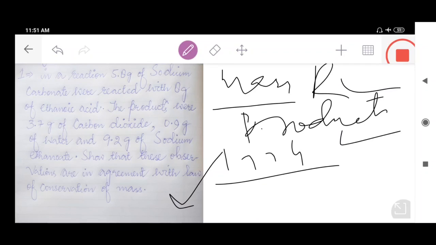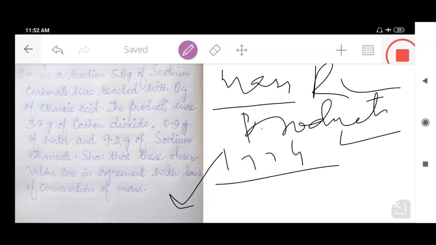So the data is given. We have to discuss: is the mass of the products equal to the mass of the reactants? If the mass of the reactants is equal to the mass of the products, then this reaction follows the law of conservation of mass, which means this numerical is in accordance with the law of conservation of mass. So we will discuss this numerical.